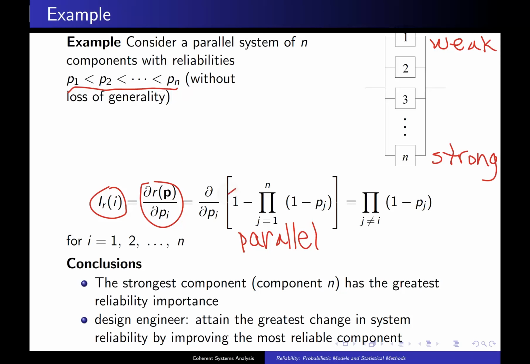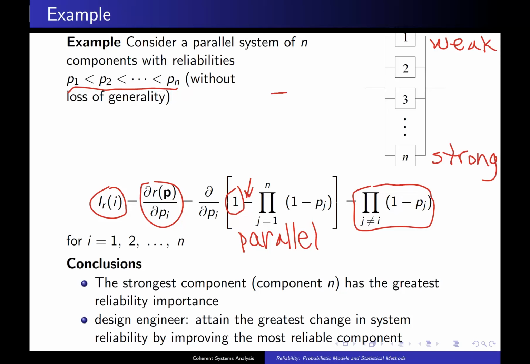When you take the partial derivative of 1, well, 1 is a constant, so that goes away. You have a negative out front, so we'll carry that along. And what this product here is, that's 1 minus P1 times 1 minus P2 times 1 minus P3, all the way up to 1 minus Pn. So when you take the derivative of that, all you have to do is take the product of all of the terms that do not involve the ith component. And then, of course, you're going to have a negative 1, which cancels with the negative out front, and that is how you get the reliability importance of a parallel system.